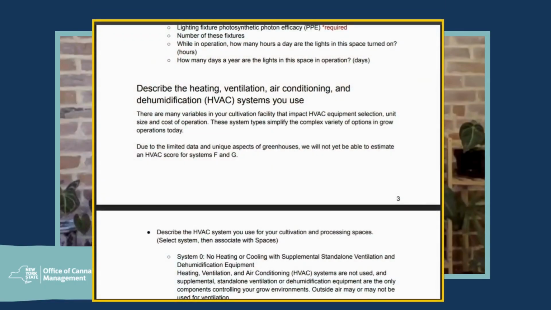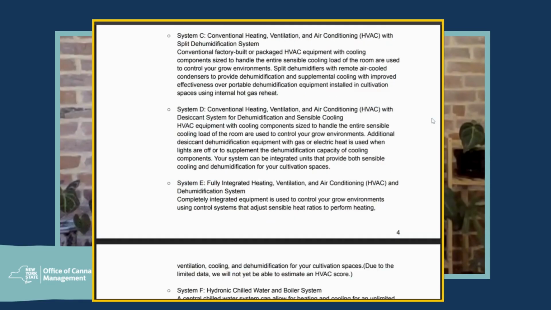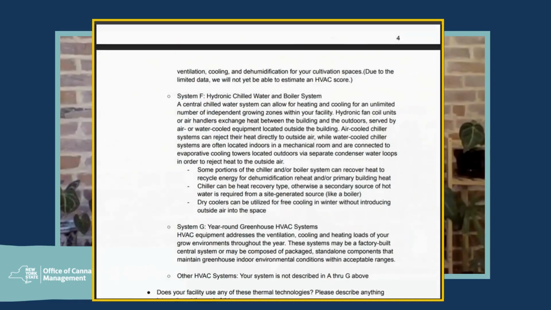Now let's talk HVAC. For your HVAC system, you will be asked to identify the type of system you're using. The survey provides a checklist with definitions for each system type. For greenhouses, you'll see one option, System G. For indoor spaces, there are several options specific to your equipment. Each type is explained in detail in the survey. If your system has unique features, you can add those details at the end of this section.